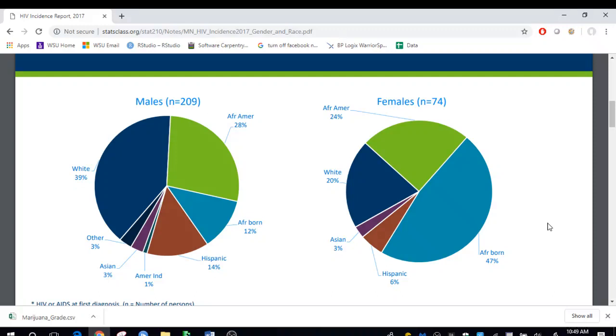So you would just take these numbers and drop those into JMP. You're going to have to do these based on counts, though. So when you're putting this into JMP, don't put in 39% for white, but what you're going to have to do is, there were 209 males that got HIV in 2017. 39% of them, so I guess it's about 81 or 82 white males, got HIV in 2017. So if you're putting this into your software, the chi-square test is based on counts, not percentages. So you'd have to do that math before running that test.